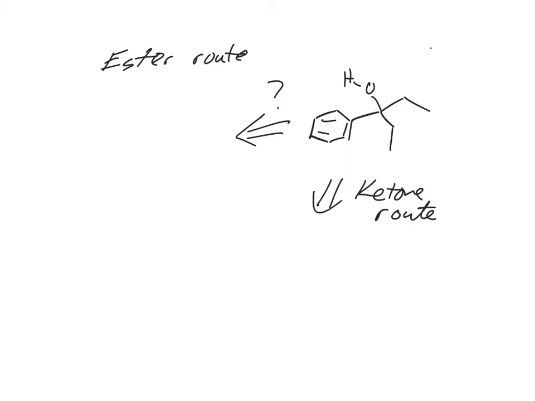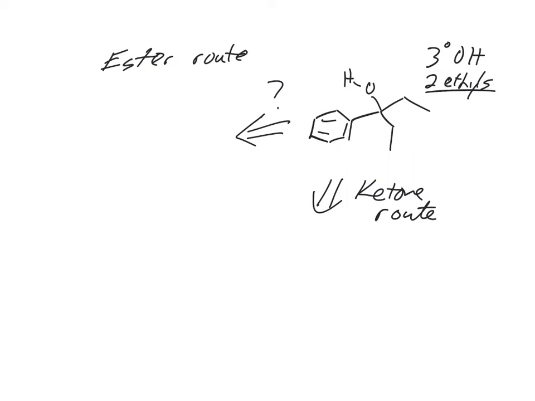Well, this is a tertiary alcohol. So that tells me something about what the possible starting materials could be. Also, I notice this tertiary alcohol has two ethyl groups, two of the same groups attached to it. Right? Two ethyls. So that tips me off about something. I said, wait a second. If I had a Grignard, I could have two of the same thing, right?